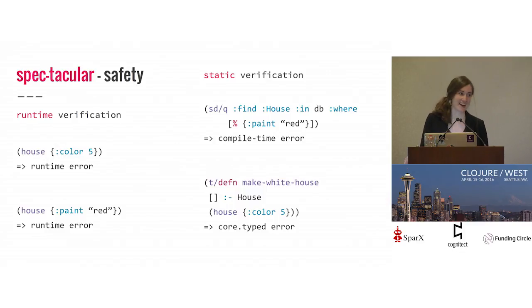But it also gives you static verification. So if you write a query, say you're looking for a house where the paint is the color red, it can tell you at compile time that that makes no sense. And if core typed Clojure is your thing, then you can say, well, I have a function called make white house, and it's going to return a house, and that house has the color 5. Static error. You can't type check that function.